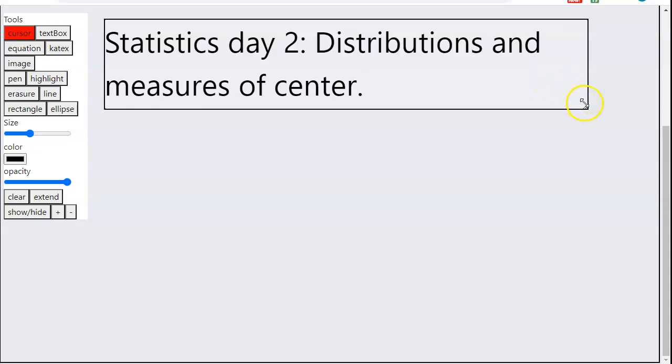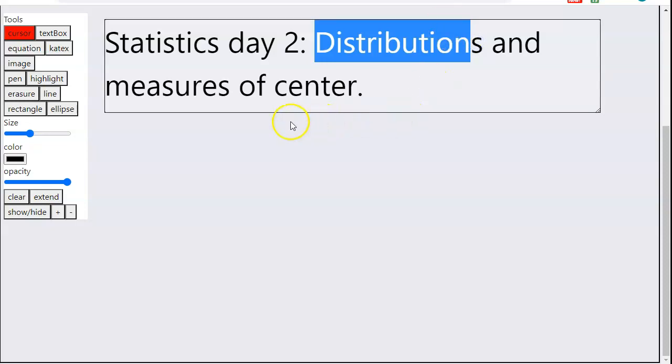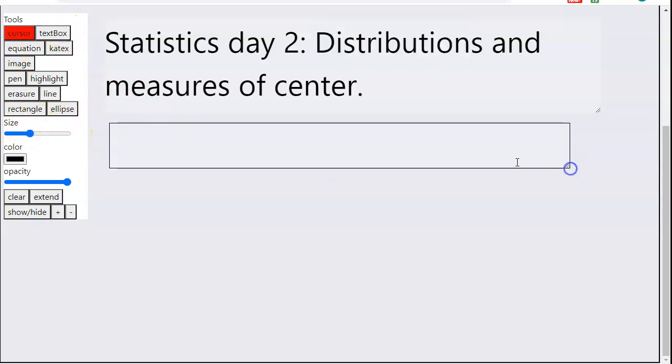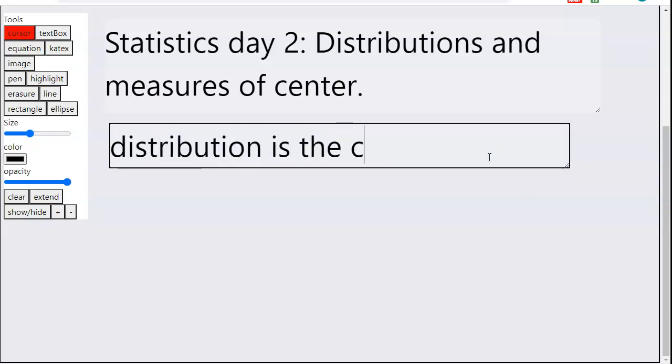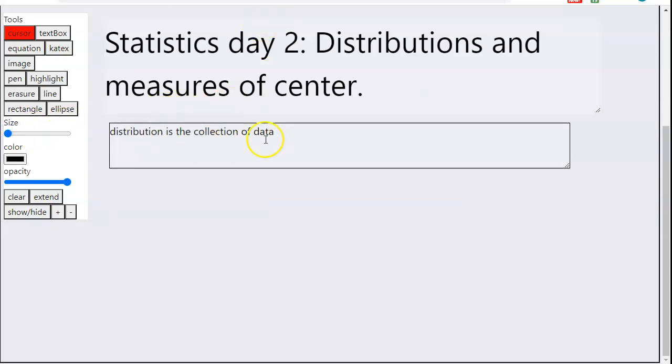So let's talk briefly about what that is. First of all, we're going to talk about what a distribution is. And we're going to be interested in a couple of ways that we can think of where the center of our data is. For us, a distribution is the collection of all of our data, and how it is distributed, how it is spread out.